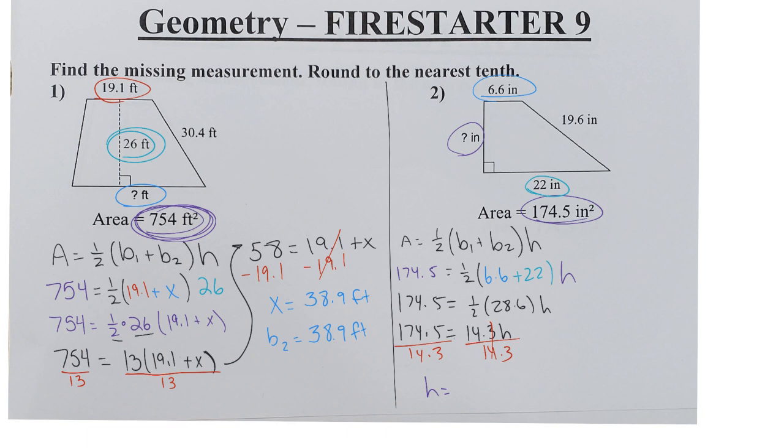Because I rounded, I'm going to make that into an approximate symbol. That's just me being a little bit picky. It's not like the end of the world if you forget it, but really it is an approximate symbol because I did round. So it's 12.2, and this is inches. So don't forget your labels. That's good for Firestarter 9.